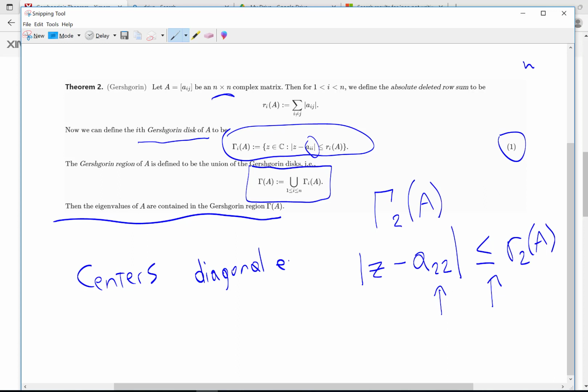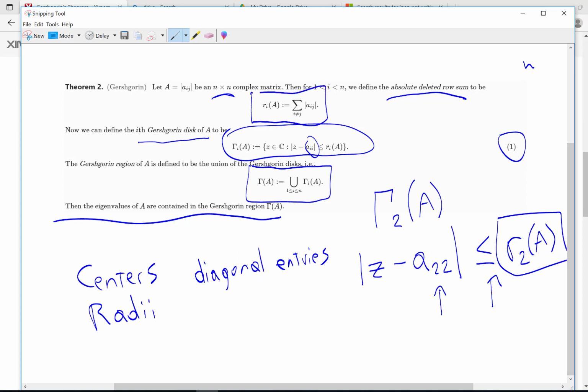And we'll see this in example 1 in just a second. Now, what about the radii of the disks? The radii are these absolute deleted row sums. So what is R2 of A? R2 of A is a sum.